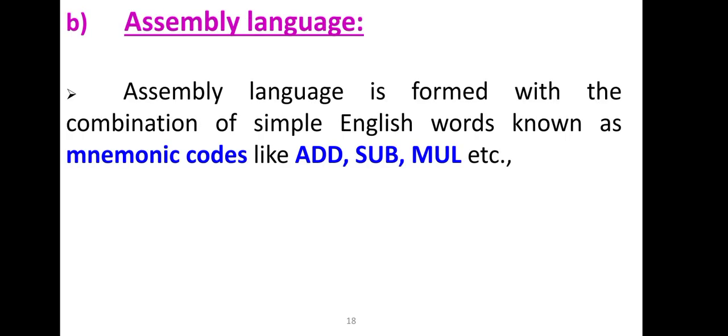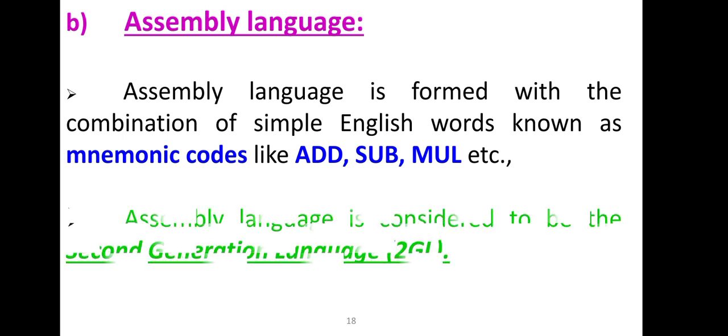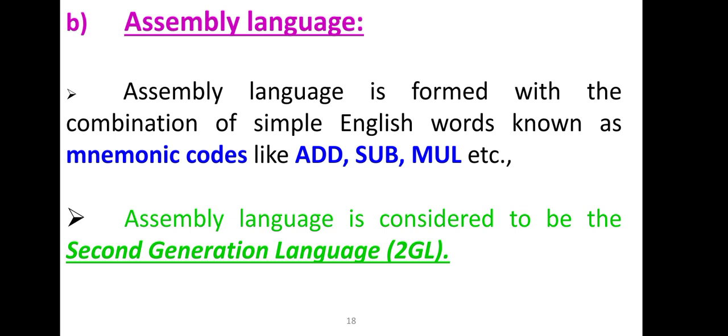And the next one is assembly language. Assembly language also comes under low level language, and it is just a modified form of machine code. Instead of zeros and ones, it is written with some simple English words like add, sub, multiplication, divide, so that it is somewhat simpler from the user's point of view, but the difficulties remain. Assembly languages are generally considered second generation languages.